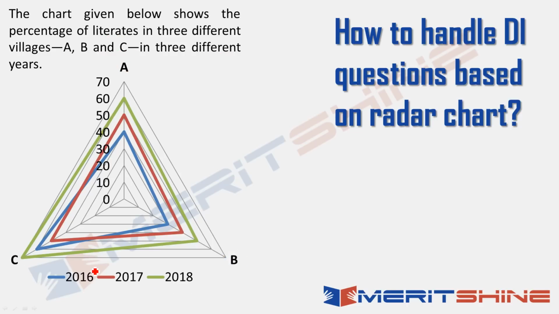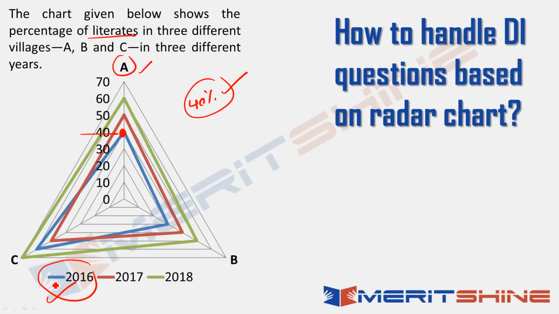For example, look at this 16, this blue line, and we're talking about village A. So the blue line in village A, where is it? Look at this point. What does that mean? It means that this is 40. So 40% of people of village A are literate. The chart shows the percentage of literates, so the percentage of literates in village A in the year 2016 was 40.